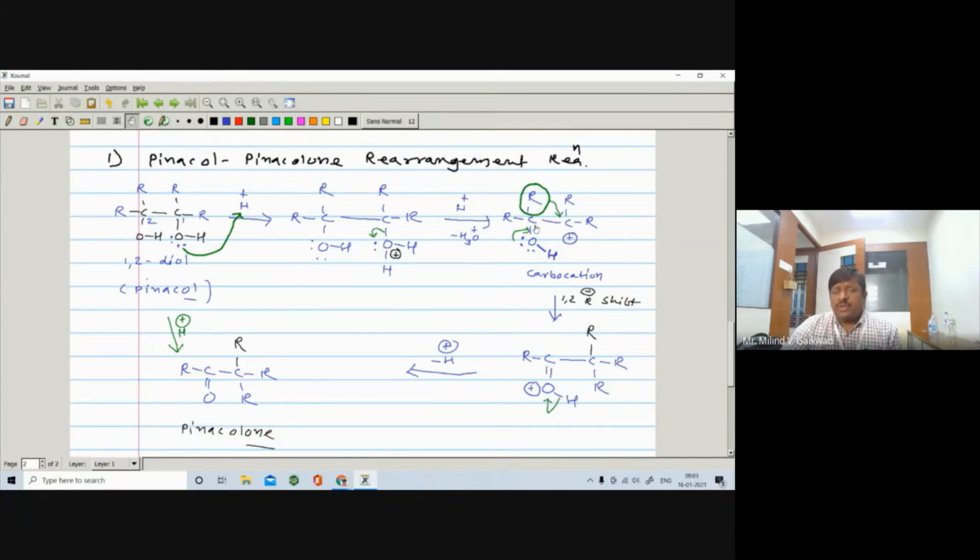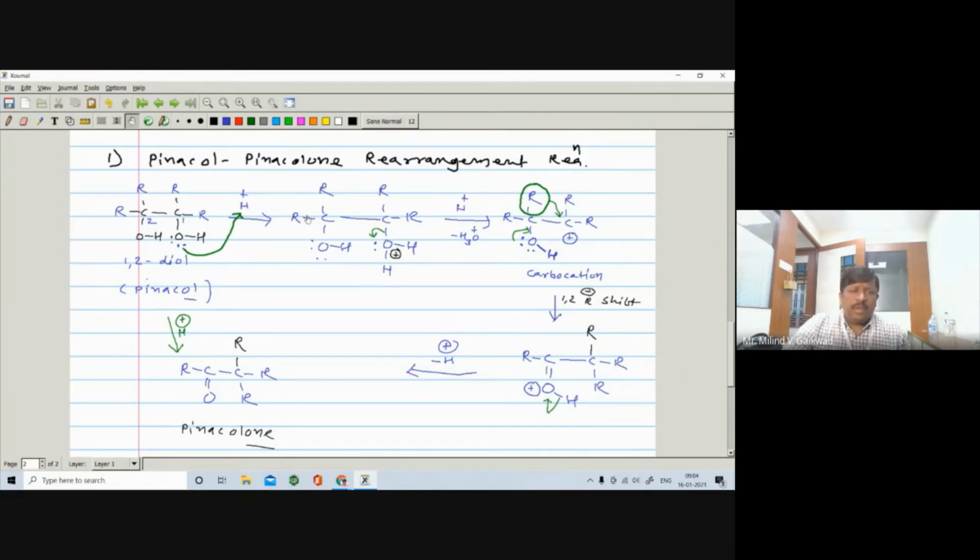Because as soon as there is the formation of carbocation, the lone pair on the oxygen is involved in delocalization, which means it undergoes further stabilization. That's why such a type of R shift is possible. Such a type of rearrangement is possible. So this step is called the slow step. It is called the rearrangement step.